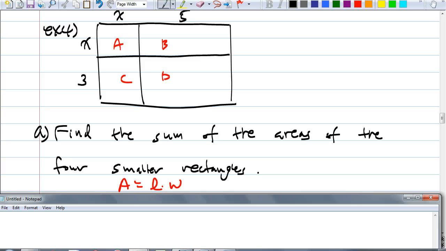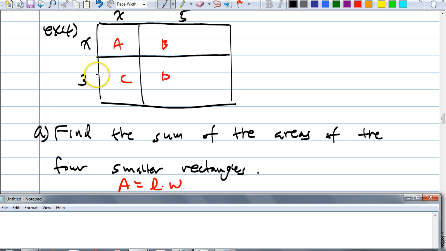Chuck? X squared. How'd you know that? It's x times x. Yeah, length times width, x times x. This is a square, isn't it? Okay. Somebody tell me the area of B. This is pretty straightforward. Matthew? 5x. How'd you know that? Yeah, it's because the width is 5, the length is x, right? It's 5x.